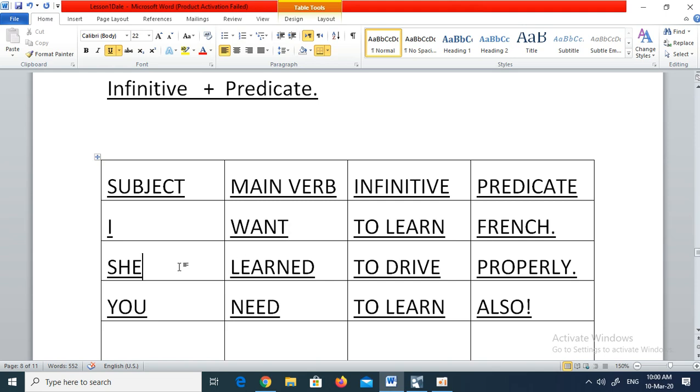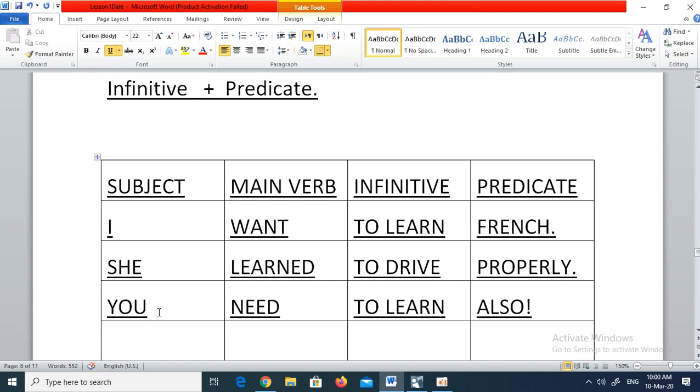Example number 2, she learned. Your main verb here is learned, which is the past tense of the verb to learn. And again, we need an infinitive to carry forwards the meaning of learned. And in this case, the infinitive is to drive. She learned to drive properly.